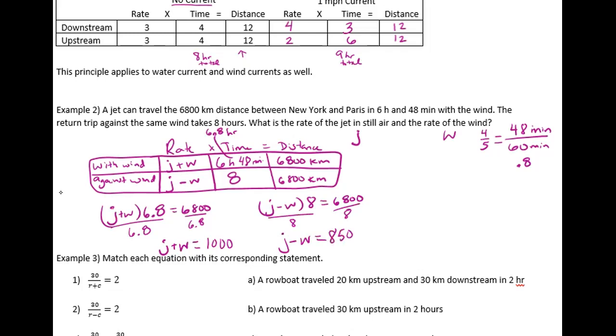Now I have two very simple equations that I can set up as elimination. J plus W equals 1,000 and J minus W equals 850. And I can add these equations together and that W will be eliminated. I'll have 2J is equal to 1,850. Now I'm going to divide by 2 and I'll get that J is 925.